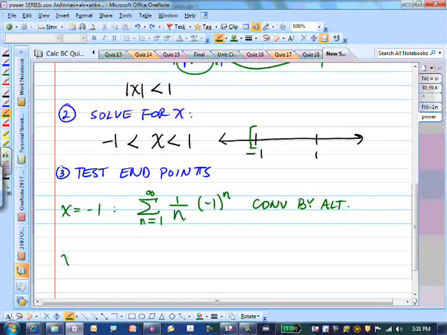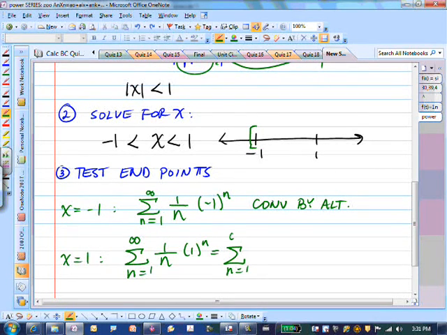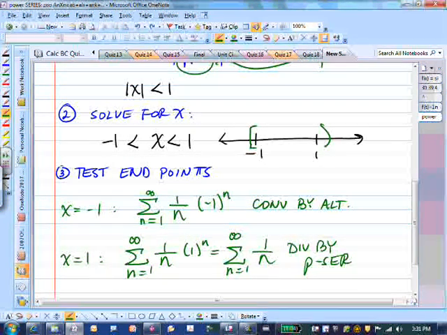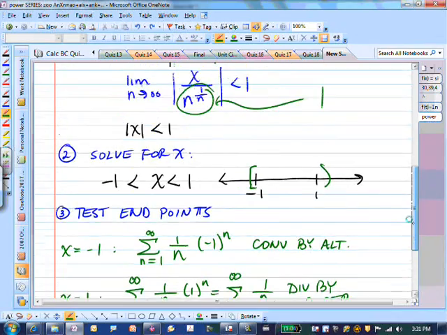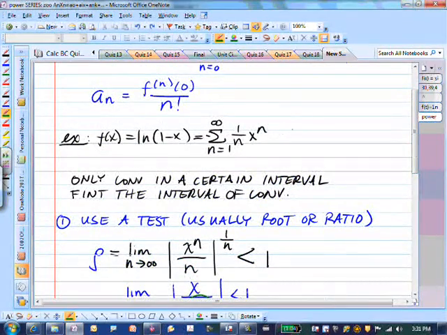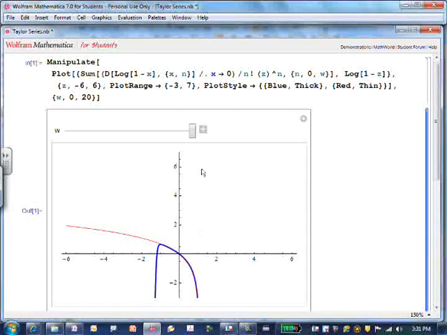Now if I test 1, I'm going to get sigma n equals 1 to infinity of 1 over n, 1 to the n. If you look at it, it's really just the harmonic series, because that 1 to the n doesn't matter, and we know this diverges by the p-series test. So what we're saying is it's an open bracket here. Okay, so the final answer is that this function only converges from -1 to 1, closed at -1, open at 1. And you can check here, at 1 there's actually an asymptote, which is why it can't converge. And if I do take more and more terms at -1, it'll actually match the function exactly.